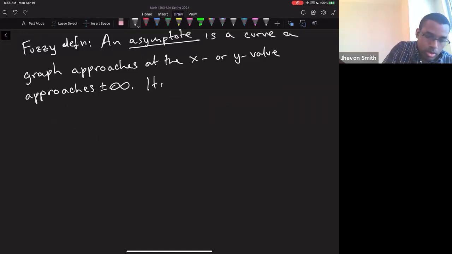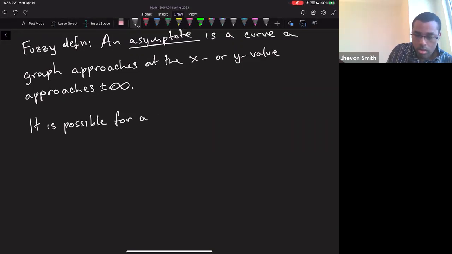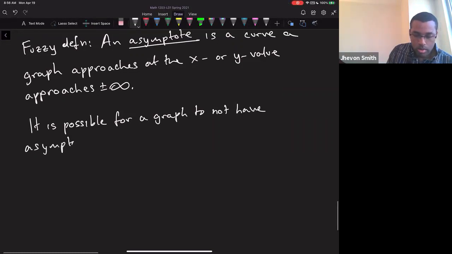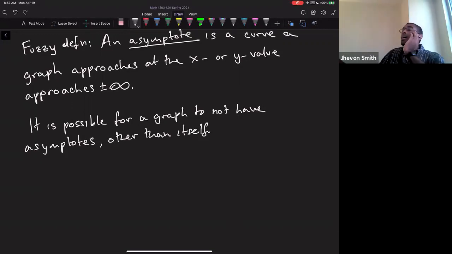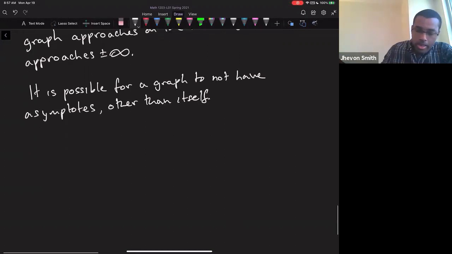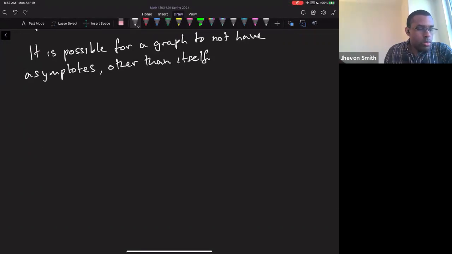It is possible for a graph to not have asymptotes, other than itself. Okay, so we don't tend to think of things like polynomials as having asymptotes, for example, because the polynomial would itself be an asymptote. We often use polynomials as a measure of asymptotes for other curves. So let's actually talk about this.